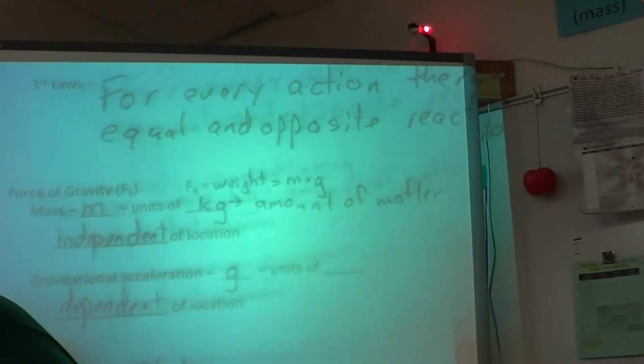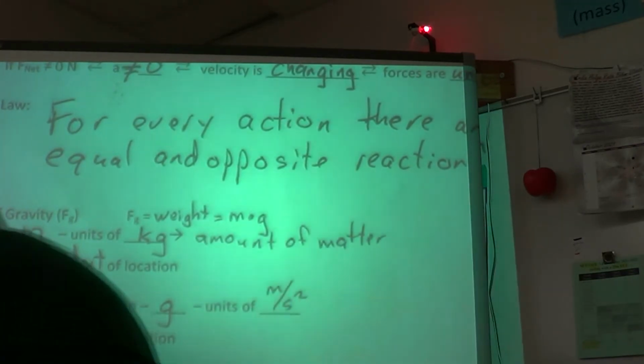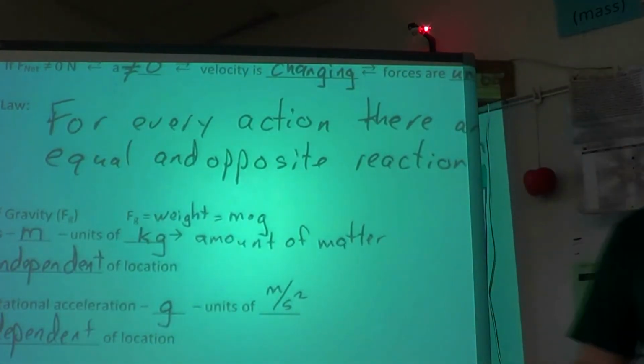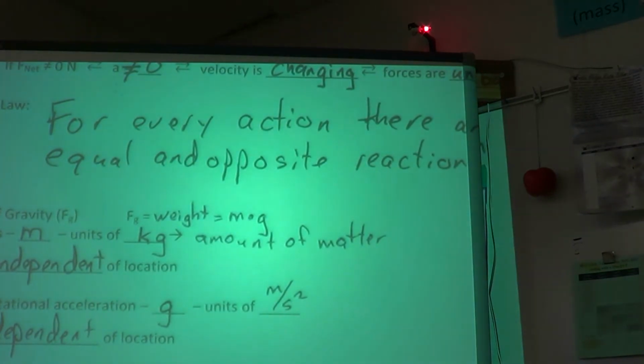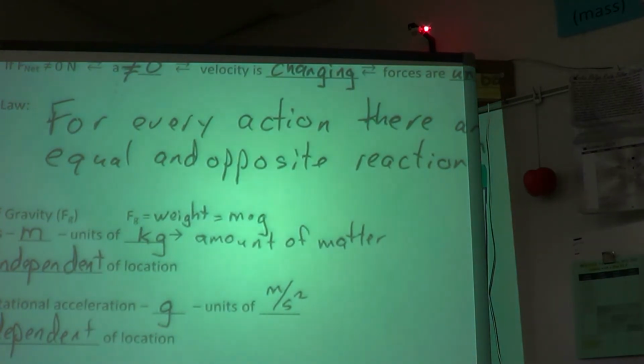is dependent on the location, and the units that we use to measure gravitational acceleration are meters per second squared. Now, we can use Newton's law of gravitation to determine what that gravitational acceleration is at a location. Then once we get there and we know it, we use g. It's a lot easier than trying to use Newton's universal law of gravitation.